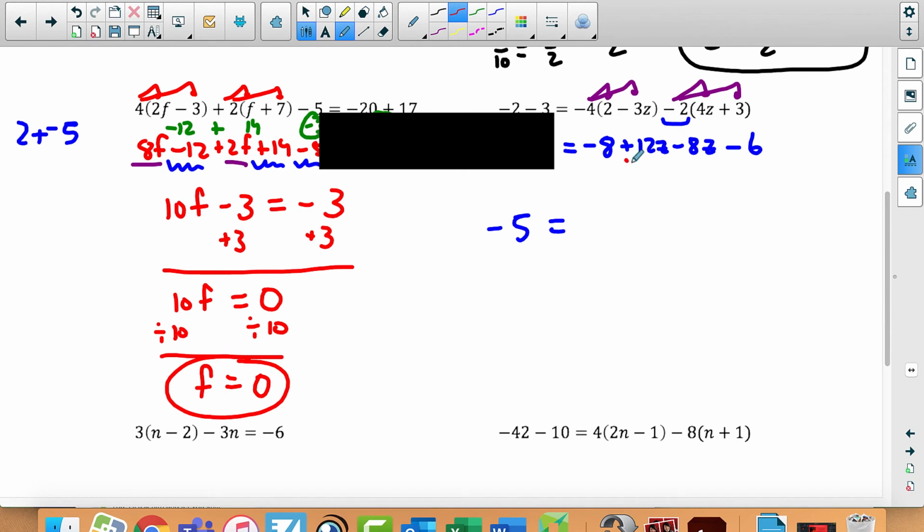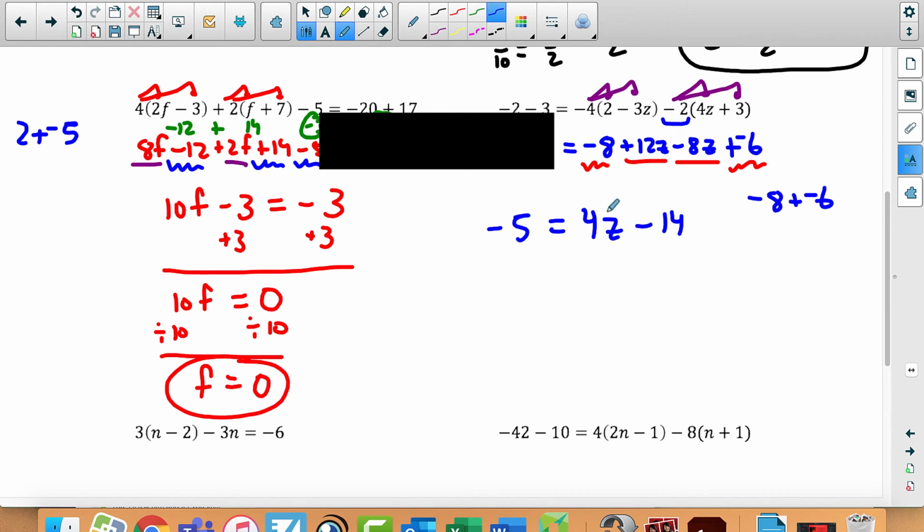So we have a positive 12z and a negative 8z. 12 take away 8 is 4z. So 4z, and then we have negative 8 take away another 6. So if you want to write that as an adding question, it'd be negative 8 plus negative 6, because you're adding the opposite, right? So all negative, so it's going to be negative, and 8 and 6 together make 14.